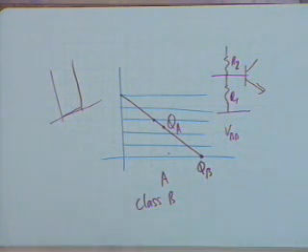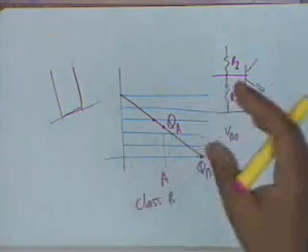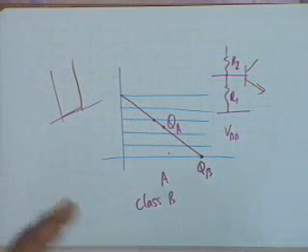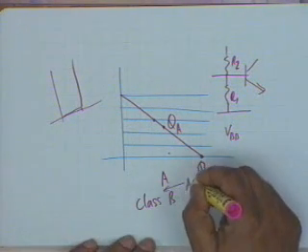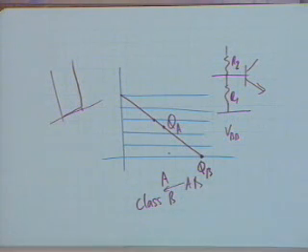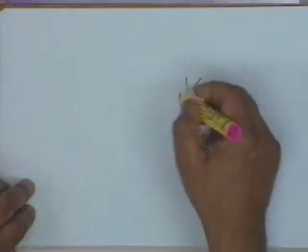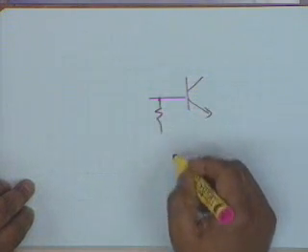In class A operation the collector current flows throughout the duration of the base current cycle. In class B operation the collector current flows only for half cycle of operation. If it is in between half and full, then it is called class AB. It is neither class A nor class B, it is somewhere in between, class AB. There can be intermediate class AB. Now suppose you go to the other extreme, that is, you take a transistor, let's look at the base circuit only.